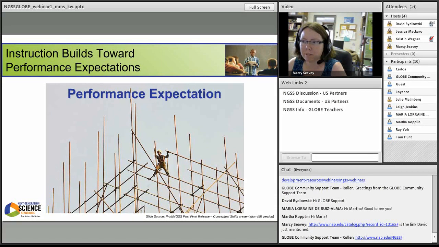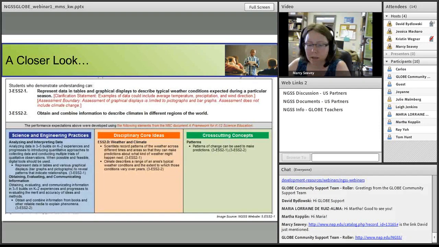So let me repeat that in slightly different words. The standards are not a description of what should happen in the classroom during instruction. They are a description of what the student should be able to do when instruction is complete. So let's take a closer look at a couple of examples. Here I have a 3rd grade example from Earth and Space Science.